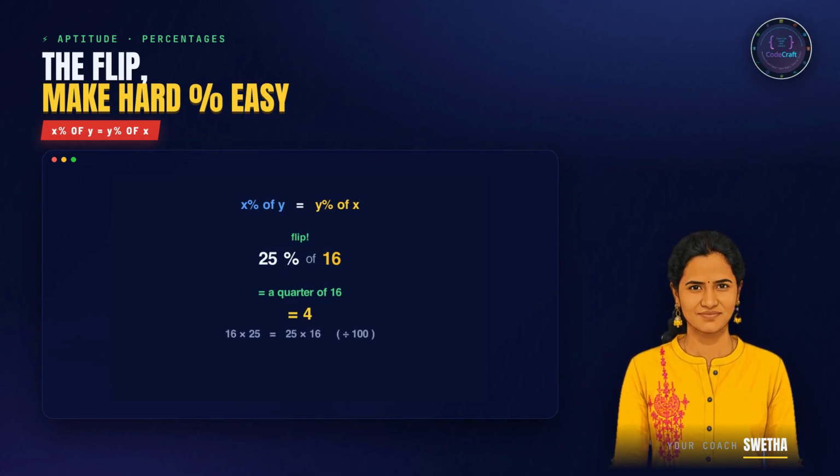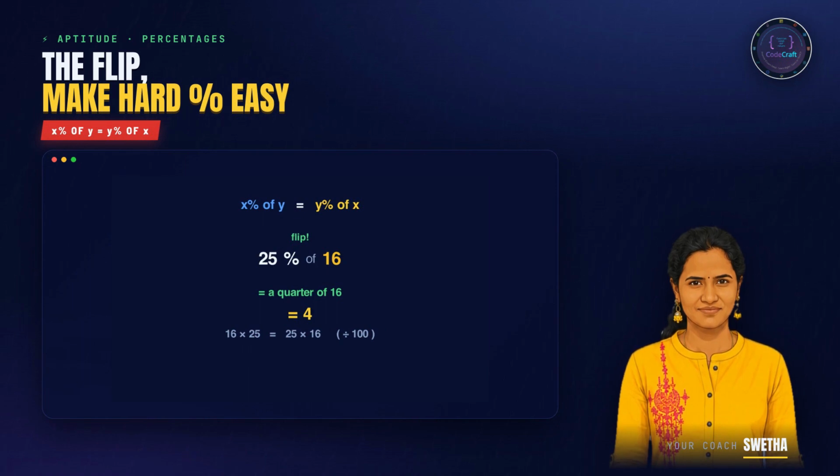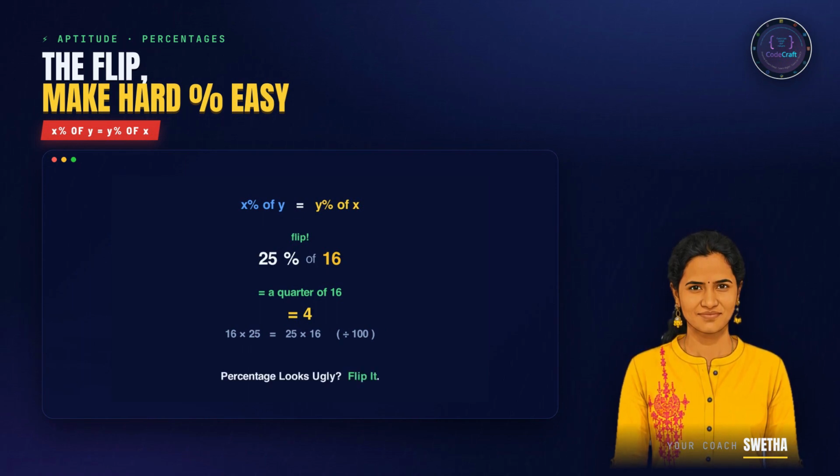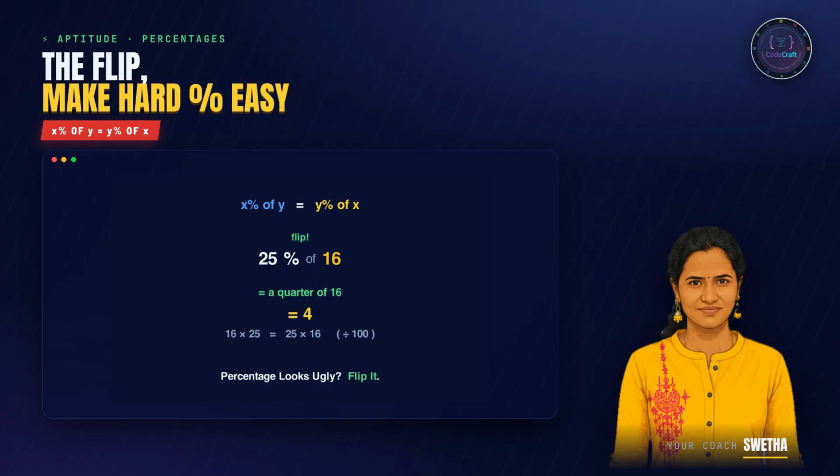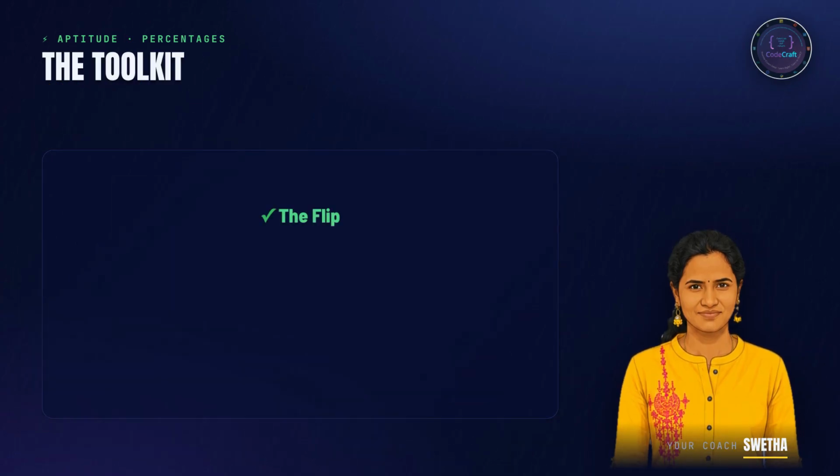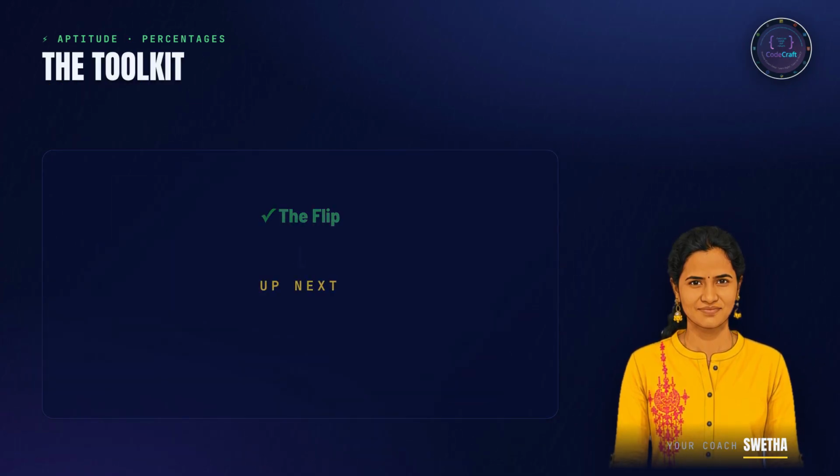Why does it work? Both are just 16 times 25 over 100. And multiplication doesn't care about order. So when a percentage looks ugly, flip it and check if the other way is easy. Flipping handles ugly numbers. But what if you need the other way?